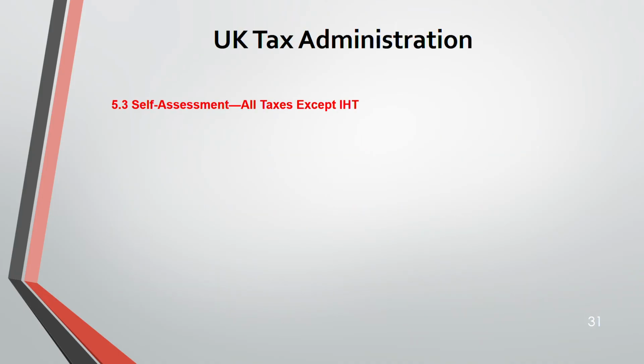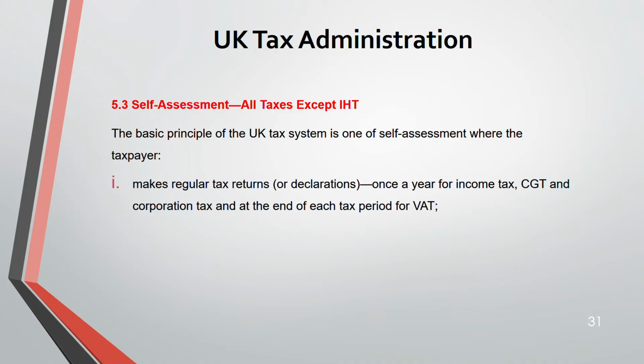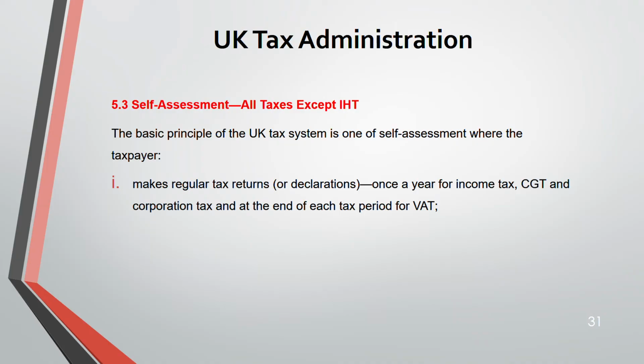Now, self-assessment. All taxes except inheritance tax. The basic principle for the UK tax system is self-assessment, where the taxpayer makes regular tax returns or declarations. They make it once a year for income tax, for capital gains tax, and for corporation tax. And at the end of each tax period for VAT, that means every 3 months.